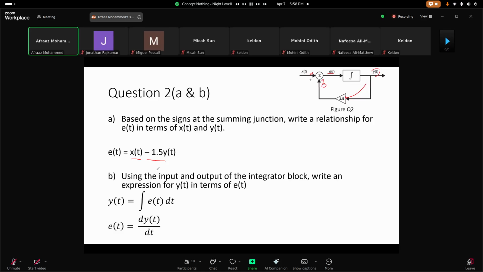So that's E. For part B, using the input and output of the integrator block, write an expression for y in terms of E. So y is equal to the integral of E of t dt, with E of t as the input. To get E of t, we differentiate both sides of this equation with respect to t, so you get dy of t/dt equal to E of t.